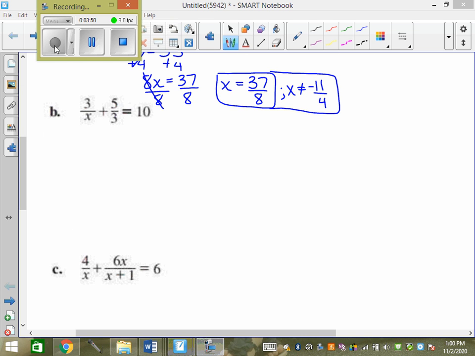Okay, the next one, we have 3 over x plus 5 over 3 equals 10 over 1. All the denominators are monomials, right? All of them are monomials? Because they're all monomials, that means that we can make them all be the same, right? So we have x, we have 3, we have 1. What can we make them all be? 1.